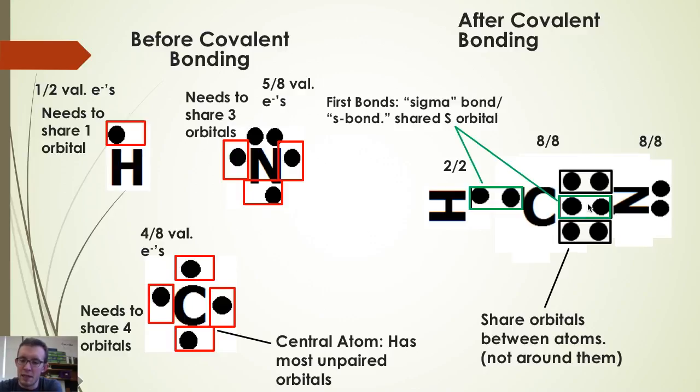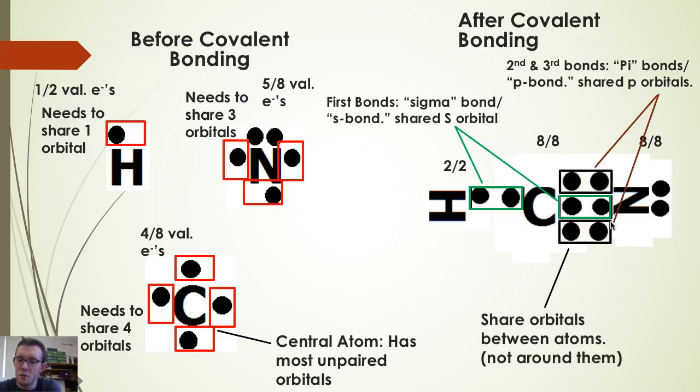Now, the names for these bonds: the first bonds that form, so this first bond that forms between the carbon and hydrogen atom and the first bond that forms between the carbon and nitrogen atom, we call a sigma bond or an s bond. That's because the orbital that's getting shared is an s orbital. Whereas the second 2 orbitals that are shared are called pi bonds or p bonds because they are formed from shared p orbitals. Pi is just the Greek letter for p, sigma is just the Greek letter for s.